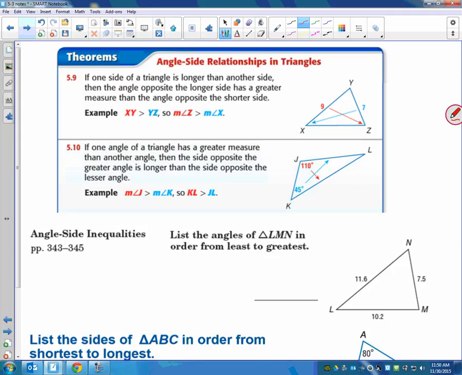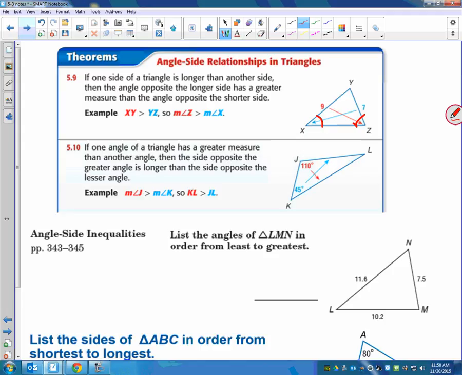So it says, if XY is bigger than YZ, so 9 is bigger than 7, we know the angle across from it is bigger than the angle across from the shorter side, which means you kind of have to draw on your picture sometimes to see that. And it just says the reverse of that is also true.